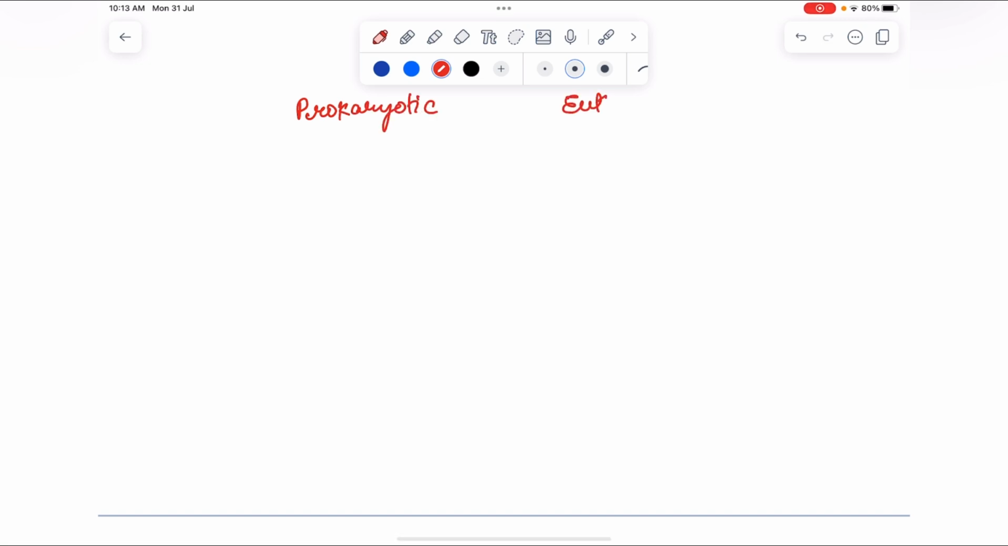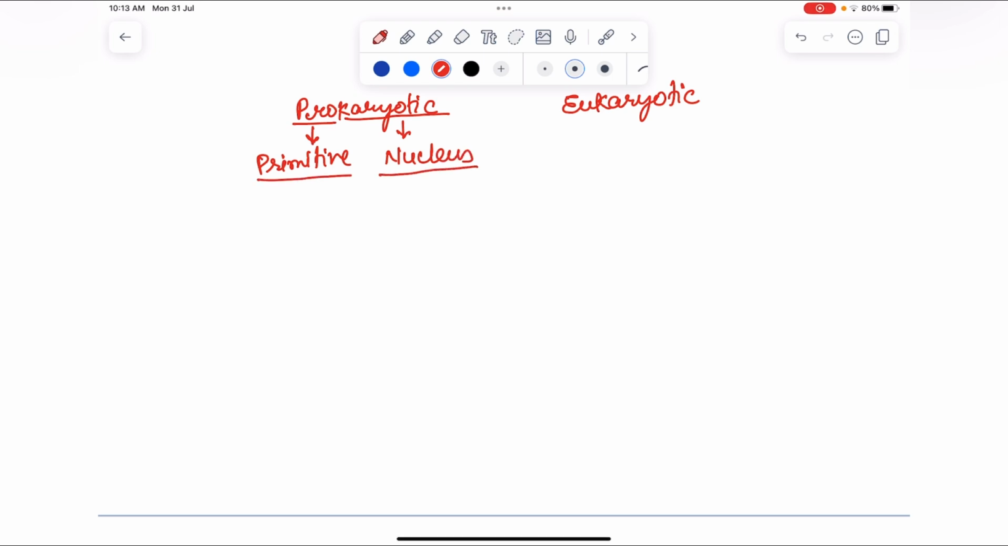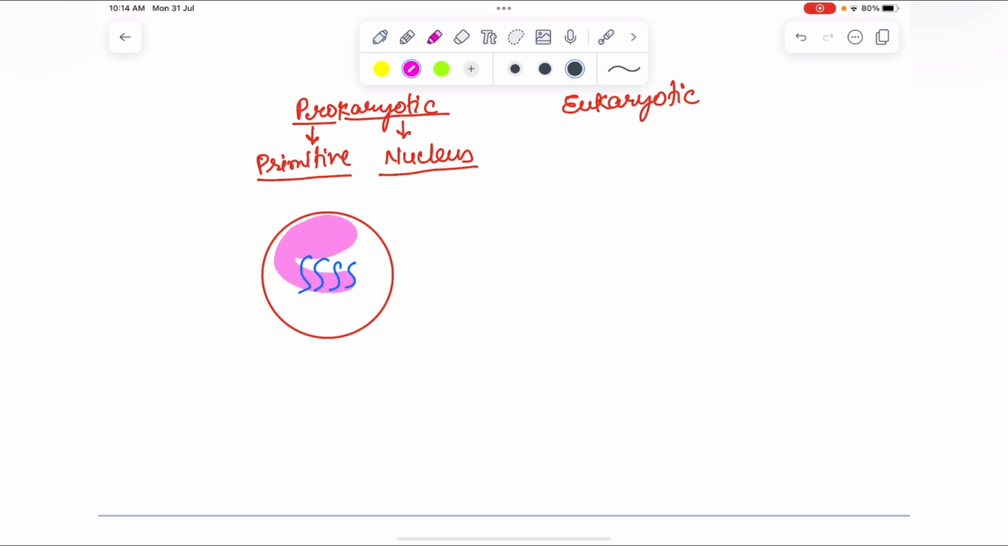Prokaryotic and eukaryotic. Pro means primitive. Karyos means nucleus. So primitive nucleus: this cell is primitive, in which the nucleus is not well developed. So the genetic material or DNA is present in the cytoplasm, floating in it. The nucleus is not present, that is why it is called nucleoid. The genetic material is not organized into a nucleus, it lies directly inside the cytoplasm, and this is called nucleoid because no membrane is present.